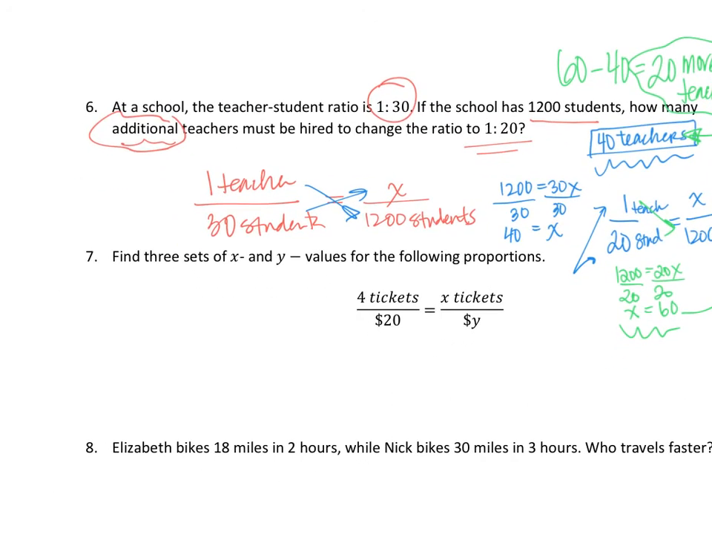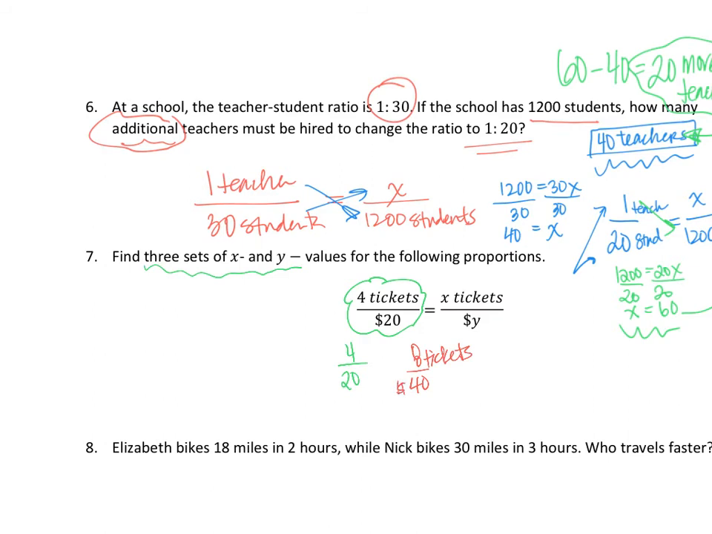All right, let's look at number 7. So they have a proportion set up for us already, and what they want us to do is find 3 sets of X and Y that will satisfy this. So we know that for every 4 tickets, it costs $20. So one of the easiest ways to do this is to think about what is equal to 4/20. I could just double that. That would make 8/40. But that would mean that there's 8 tickets for every $40.